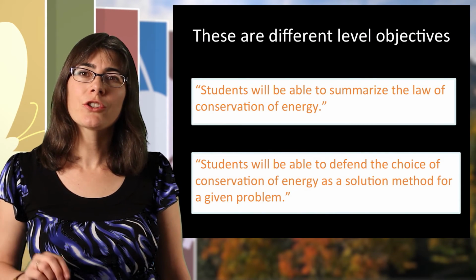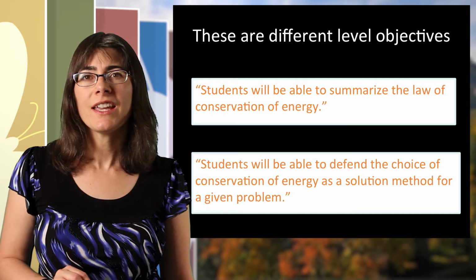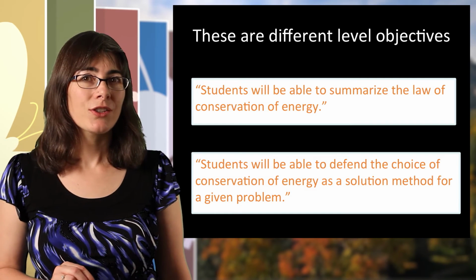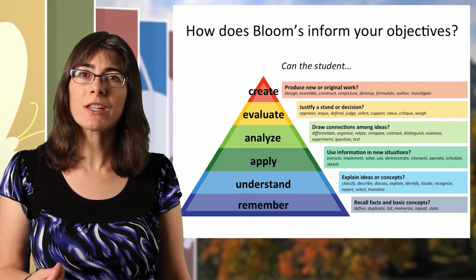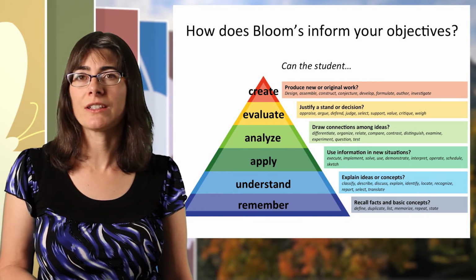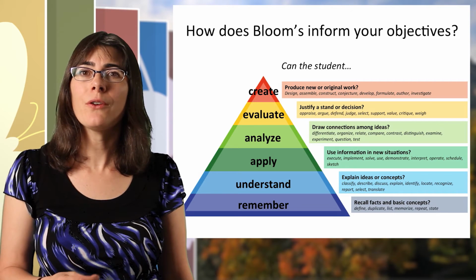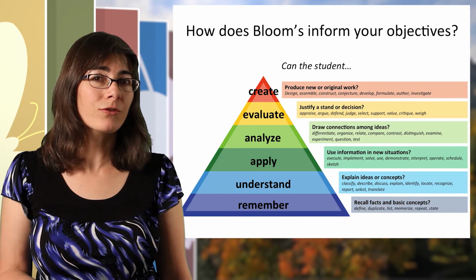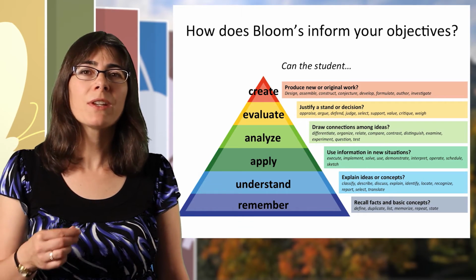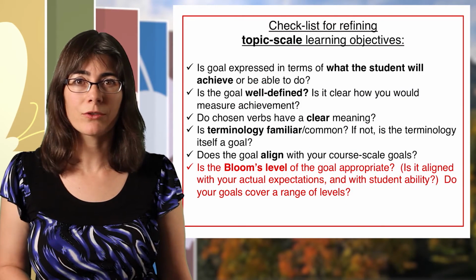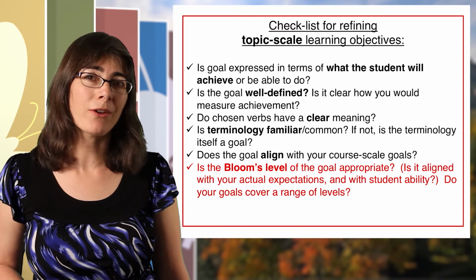Now, look at these two objectives that we've been looking at. These are really at different levels. So remember, Bloom's taxonomy is that tool that we can use to talk about different level objectives. So how does Bloom's taxonomy actually inform your choice of goals? You want to be covering a range of different levels of goals. So here's Jenny Knight to talk about that.